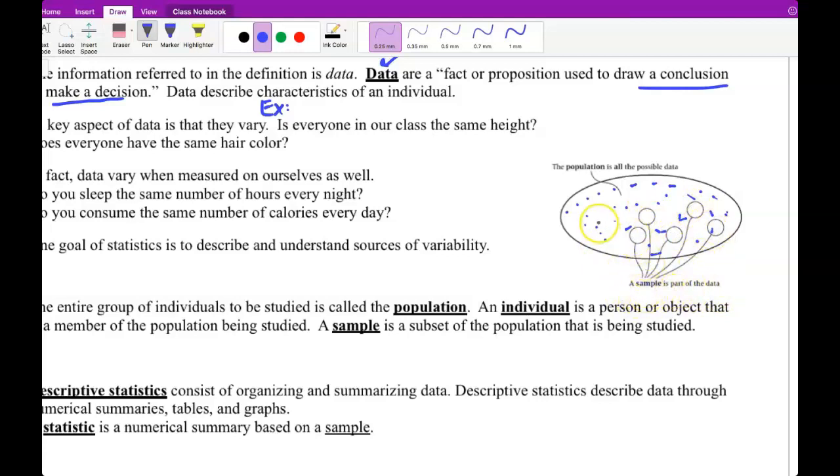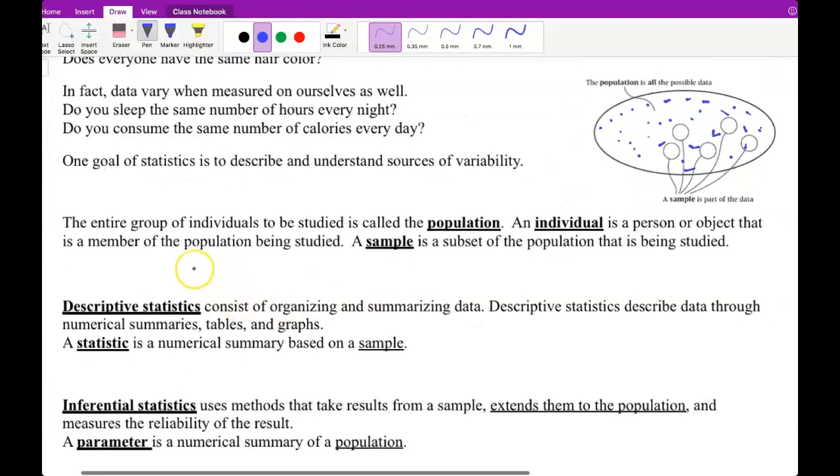So a sample is a subset of the population. So it's part of our population. The entire group of individuals to be studied is called the population. And an individual, each one of these, is a person or object that is a member of the population being studied. So a sample is a subset of the population.